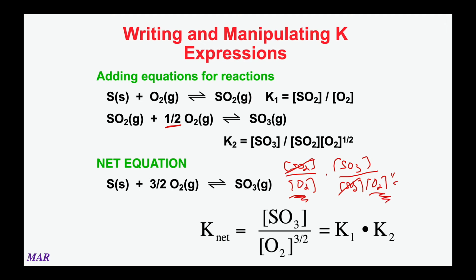In math, you can combine these into O2 to the 3/2 power, and the SO3 is still there. So literally, multiplying K1 times K2 will give you the K net, the one that you want, and the SO2 is kicked out. So if you have two equations and you combine them to give a net equation, overall K is going to be just the product, i.e. multiply the old K's together.